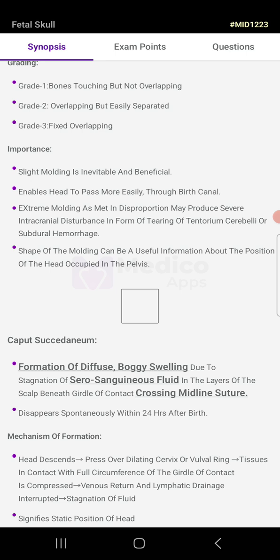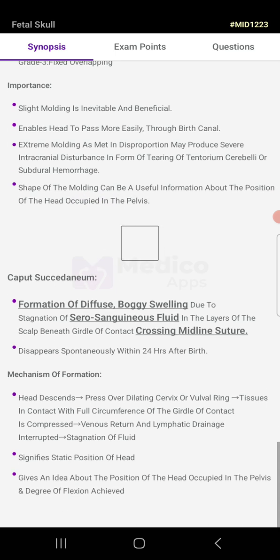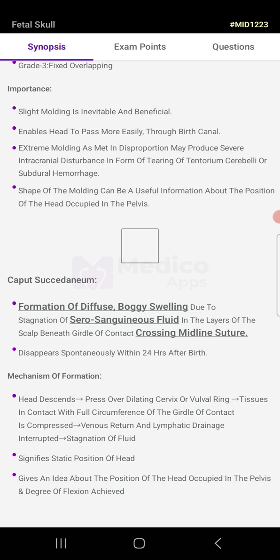Caput succedaneum: formation of a diffuse edematous swelling due to stagnation of serosanguineous fluid in the layers of the scalp beneath the girdle of contact, crossing the midline suture. Disappears spontaneously within 24 hours after birth. It rests over the dilating surface of the vulvar ring. Tissues in contact with the full circumference of the girdle of contact are compressed, venous and lymphatic drainage is interrupted, and fluid stagnates. Signifies the station of the head. Gives an idea about the position of the head in the pelvis and the degree of flexion achieved.